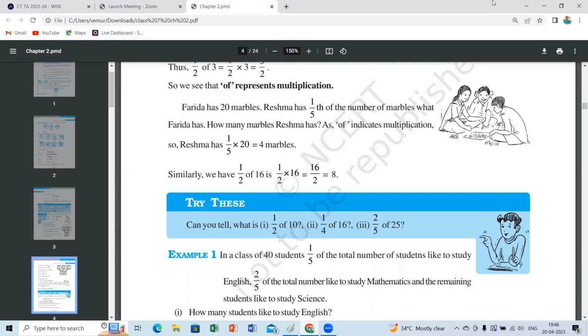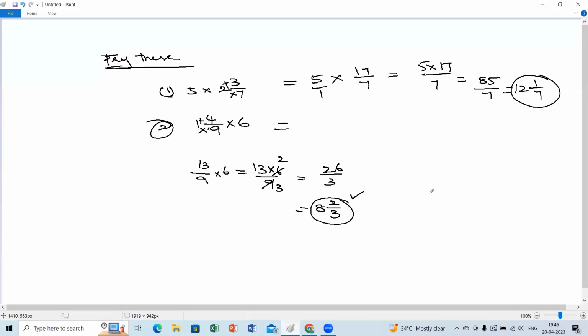2/5 of 25. This is a different one. We will go with this. The half of 10, you understood anyway. 1/4 of 16 means it's a multiplication. 1/4 into 16. So here 1 into 16 by 4. 4 1s are 4, 4 4s are 16. So 4 into 1 is 4.